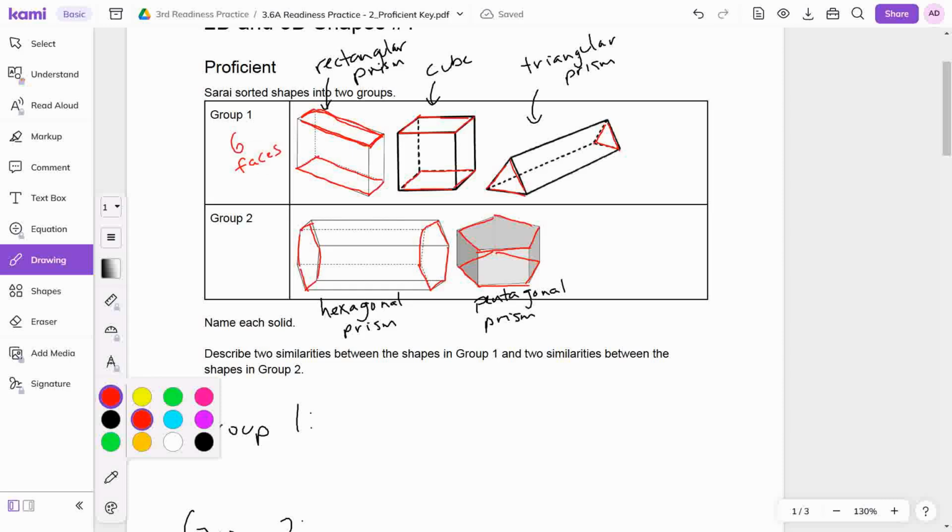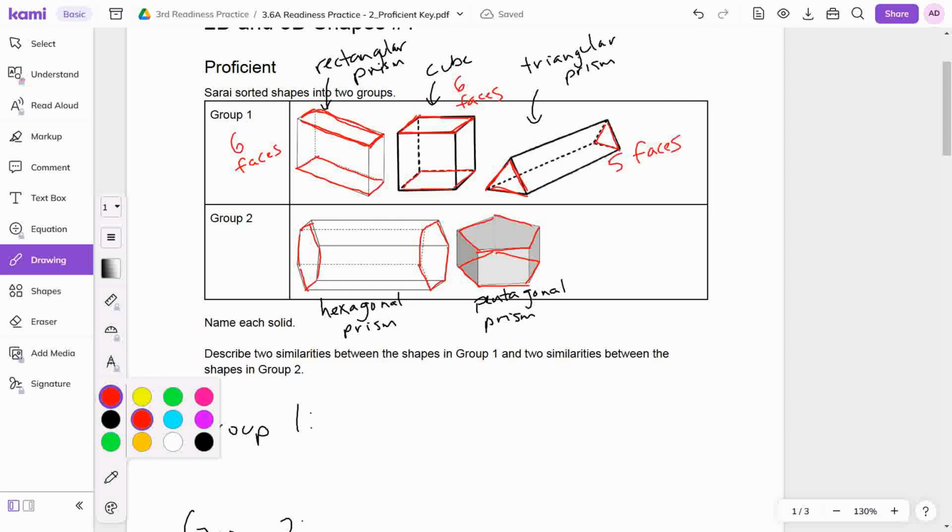And I could do the same thing with my cube. I've got 2 bases that are squares, and then I've got 1, 2, 3, 4 sides. So that means there are 4 lateral faces connecting my two bases. 4 plus 2 also means 6 faces. Now my triangular prism is different because I've got my 2 bases, my 2 triangles, and then each triangle's got 3 sides. So my 3 lateral faces with my 2 bases actually make 5 faces.